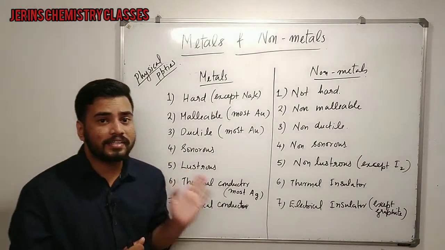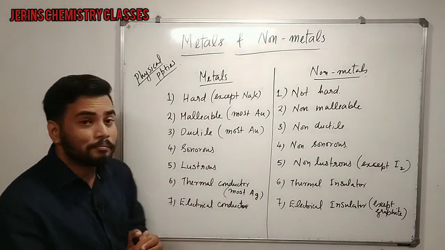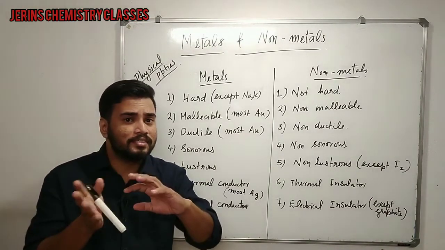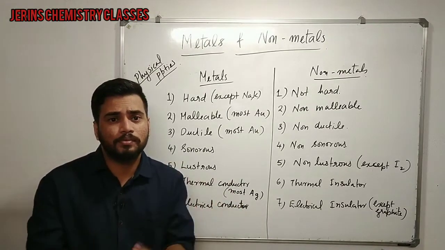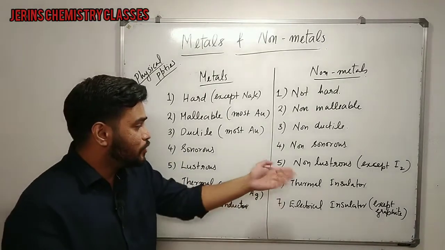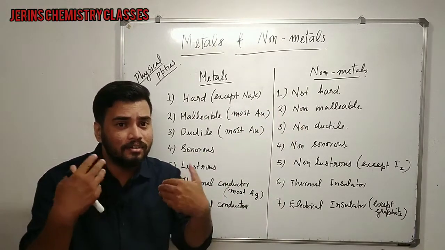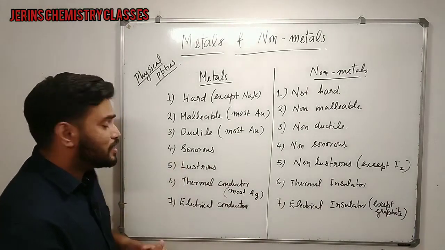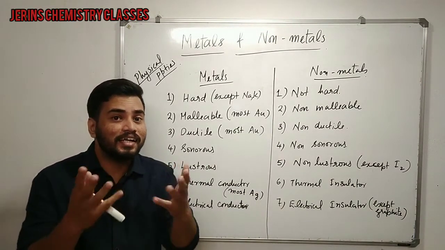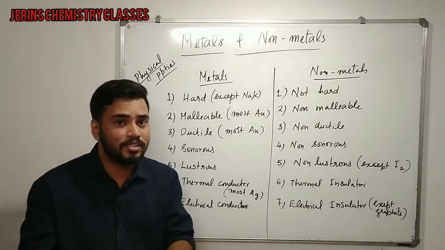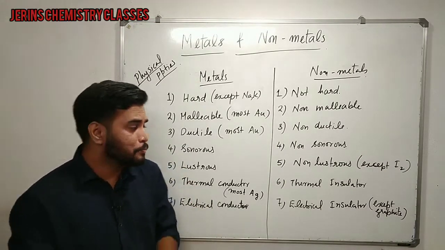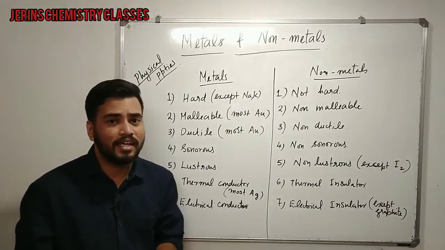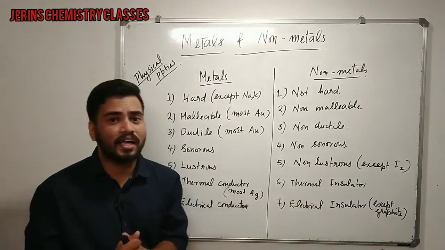Now the sixth property: metals are thermal conductors. Thermal conductors means they can easily pass heat through them. While non-metals are thermal insulators, they do not conduct heat. The next property is that metals are electrical conductors. They can pass electricity through them. But non-metals are non-conductors of electricity, they are insulators. But one exception is there: graphite is an exception.